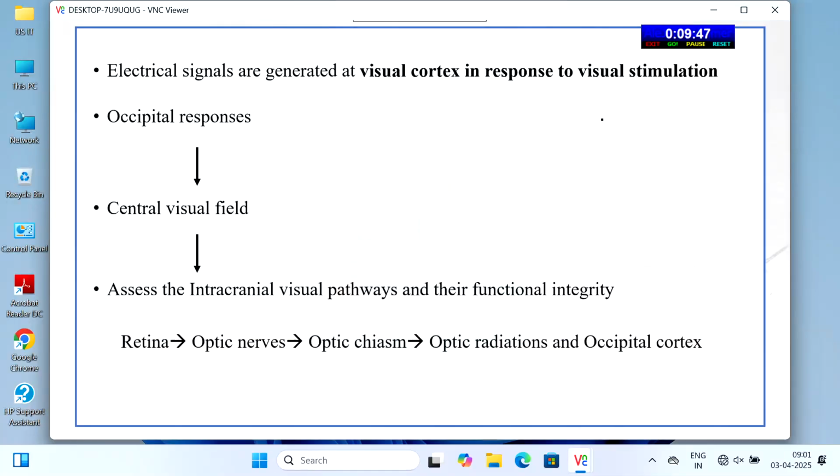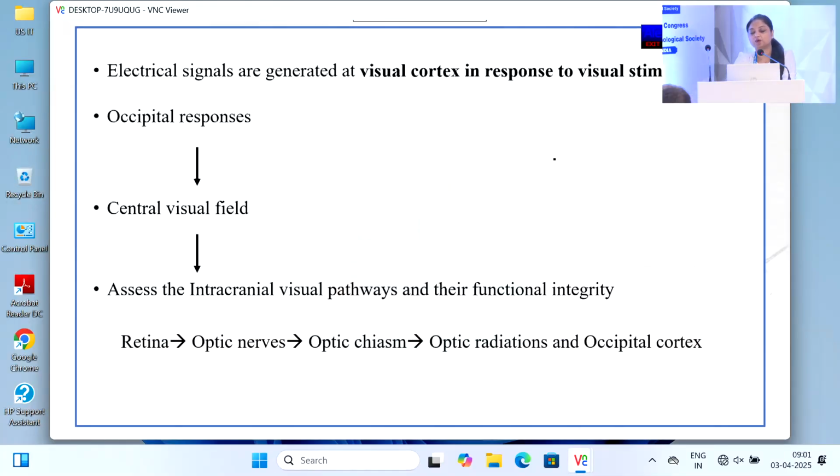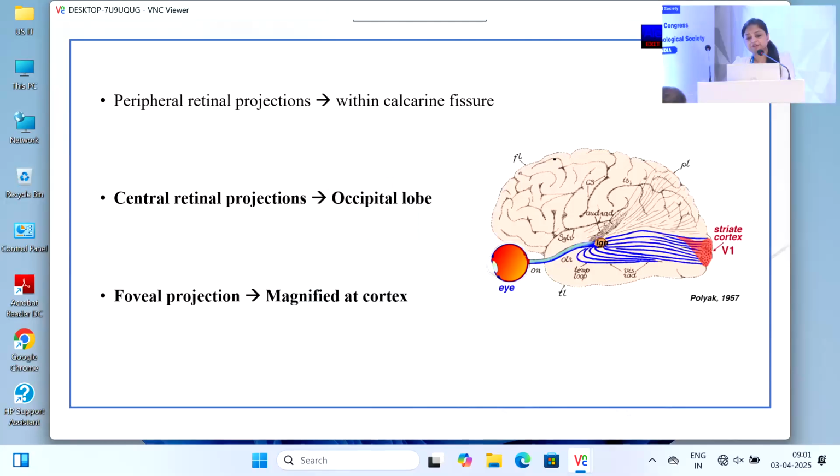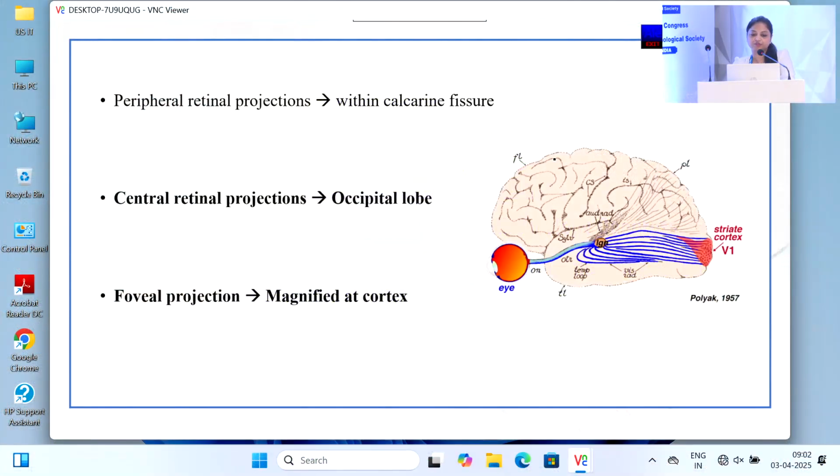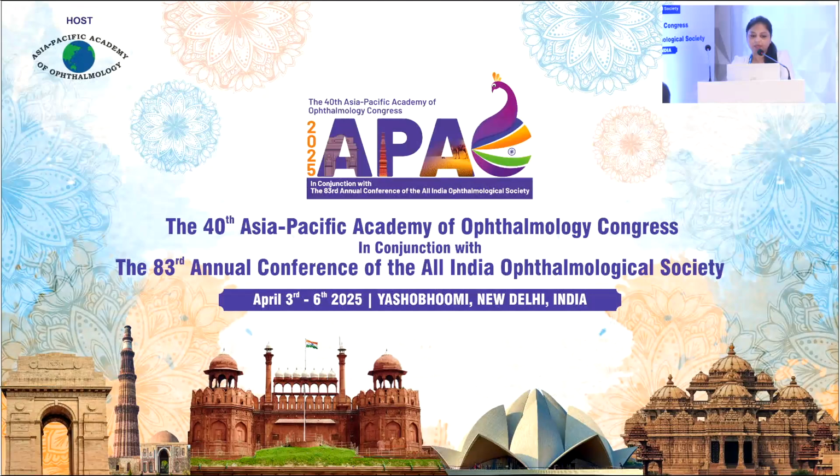Electrical signals are generated at the visual cortex in response to visual stimulation. Visual stimulation is carried to the occipital cortex from the retina via the optic nerve, optic chiasma, and optic radiation. The peripheral retinal projections are within the calcarine fissure. Central retinal projections are taken to the occipital lobe, and foveal projections are magnified at the cortex.